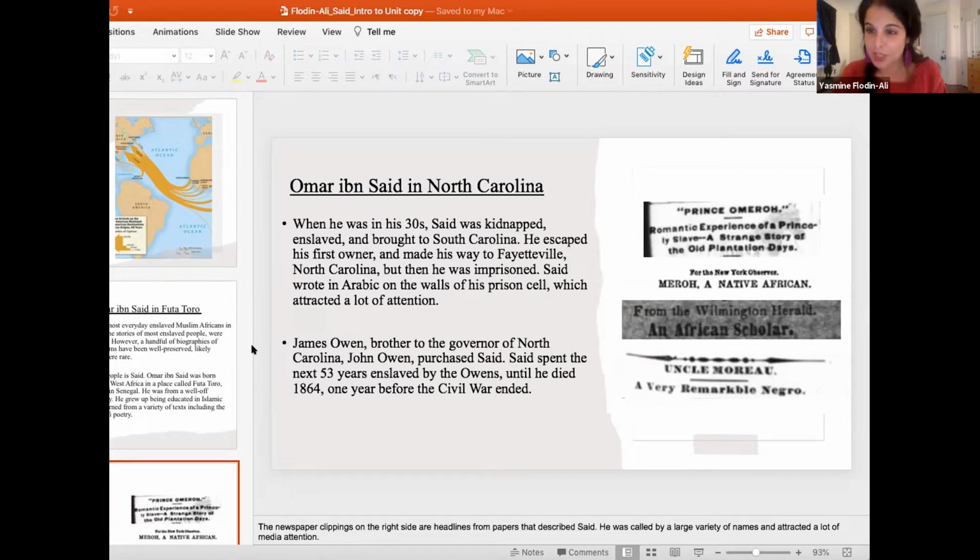It attracted so much attention that James Owen, who was the brother to the governor of North Carolina, so a very prominent North Carolinian family, ended up purchasing Said, and he spent the rest of his life with the Owens until he died about a year before the Civil War ended.